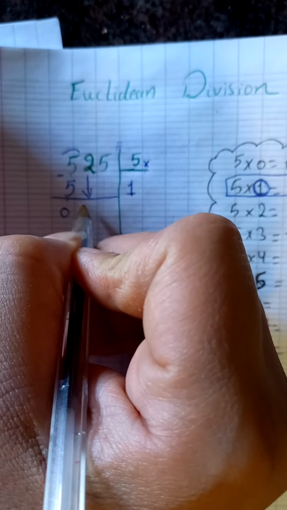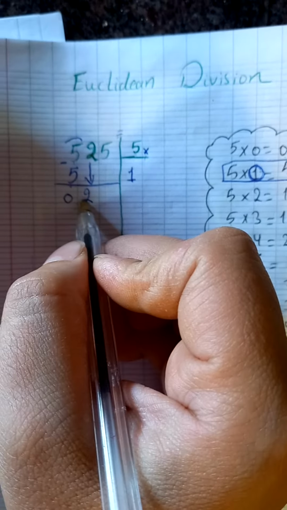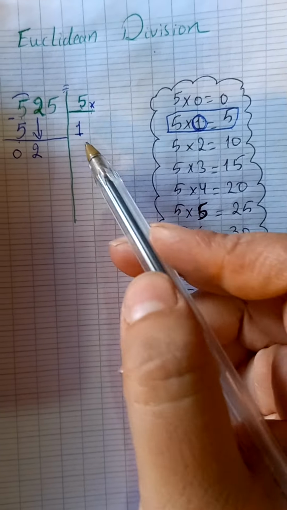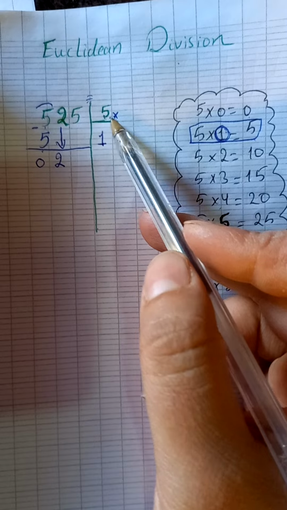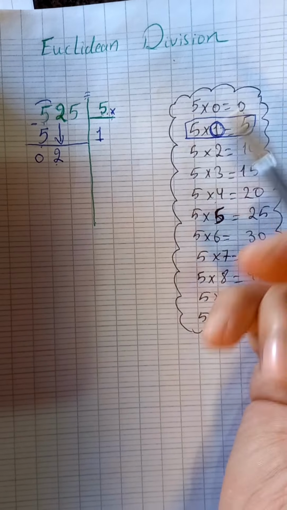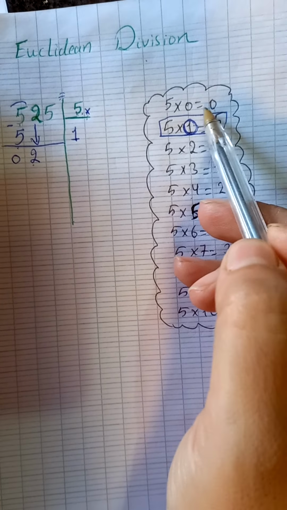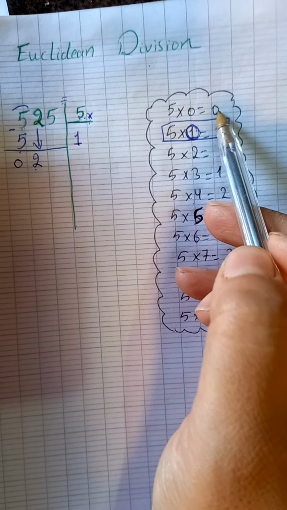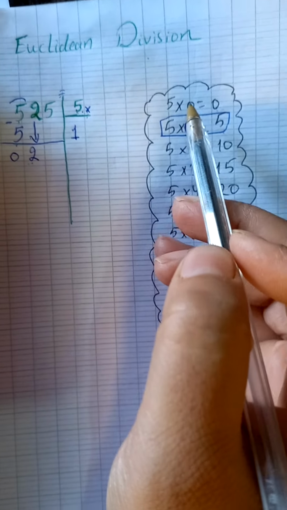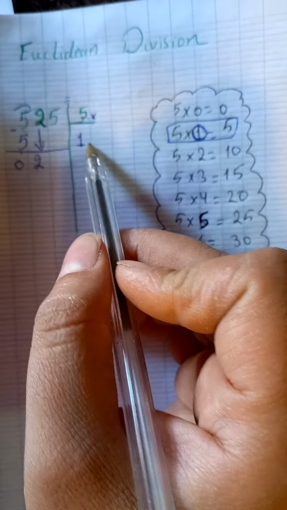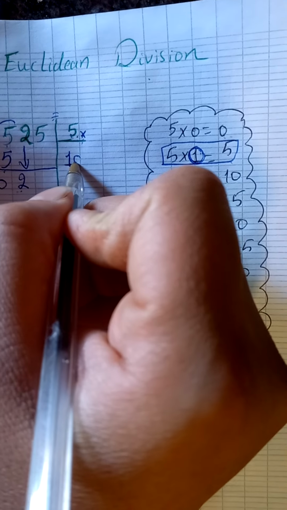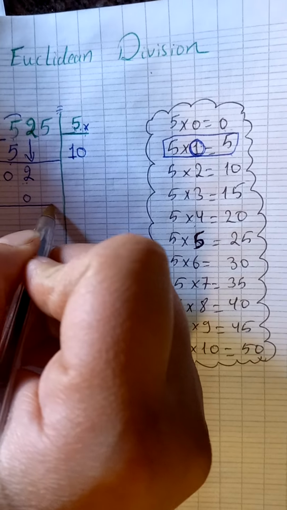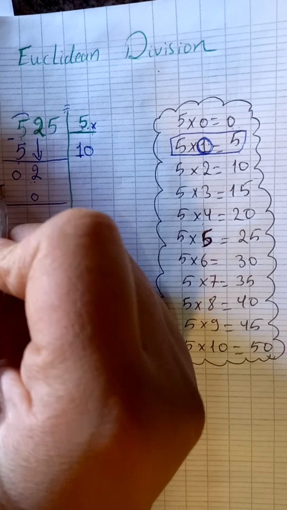Drop down now 2. 2 is less than 5, but we will proceed also. What is the number that I multiply by 5 and gives me 2 or less? I have only this one here. 5 times 0 is 0, and this 0 is less than 2. So I will choose this 0 to put it in the quotient here. So 0. 0 times 5 is 0. And also I subtract 2 minus 0.